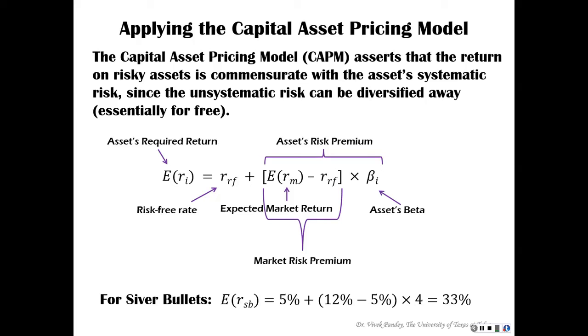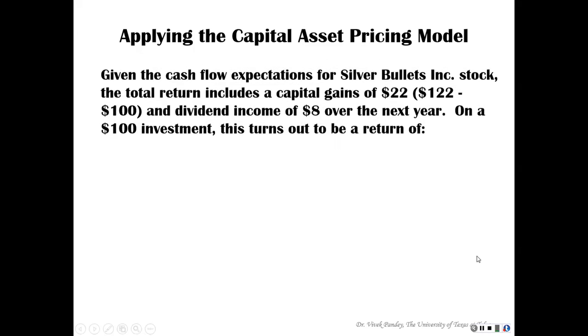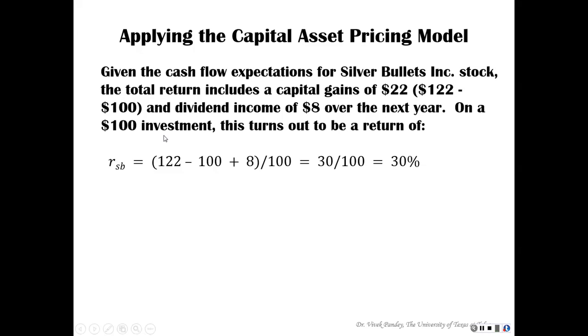Well, that's the risk premium. If you add the risk-free rate to it, 5%, you get the return on silver bullet stock. The return, according to this capital asset pricing model, should be 33%. But with the cash flow expectations, we know that we can sell it for $122, get $8 in dividends, so we have a total of $130 over the year. And we pay $100 for it today, we're going to get 30% return, right?